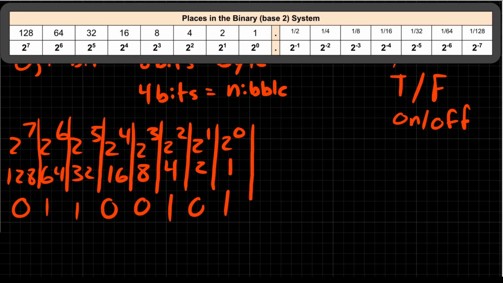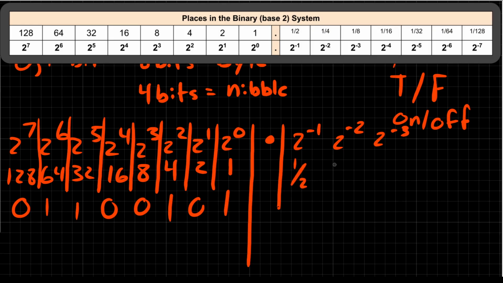If we want to look at the fractional part, I'm going to draw a little line here. We'll look at the fractional part where we add a floating point. 2 to the negative first, 2 to the negative second, and 2 to the negative third. We'll add those. And this is going to be 1/2, 1/4, and 1/8.